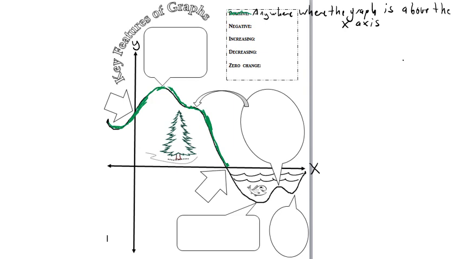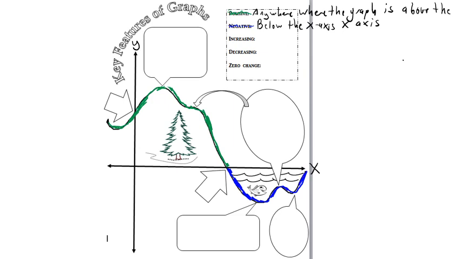Now, going along with that, negative is where the graph is below. So I'm just going to put below the x-axis right here. That kind of makes sense. We're pretty used to that. And I'm going to take the color blue, and I'm going to color it in. So we know right here is negative, negative, negative, and just kind of all along.